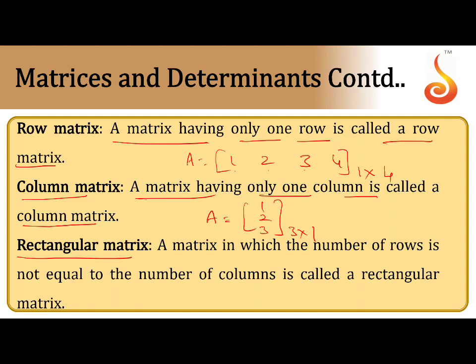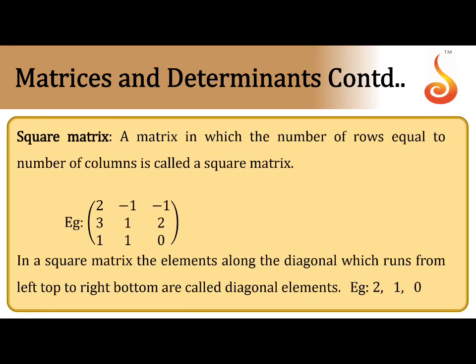Next, rectangular matrix. A matrix in which the number of rows is not equal to the number of columns is called a rectangular matrix. I hope that is clear now. So look at both examples. Both are rectangular matrices. Here the number of rows is not equal to the number of columns. Clear?